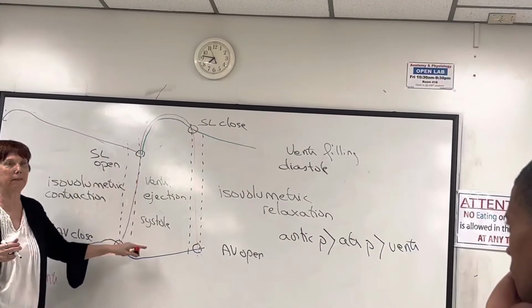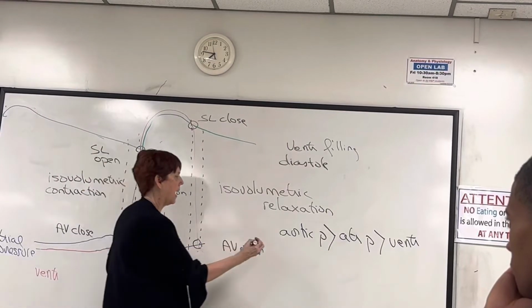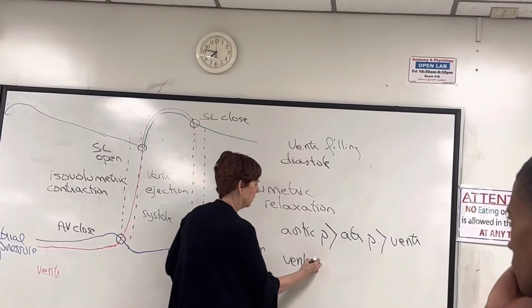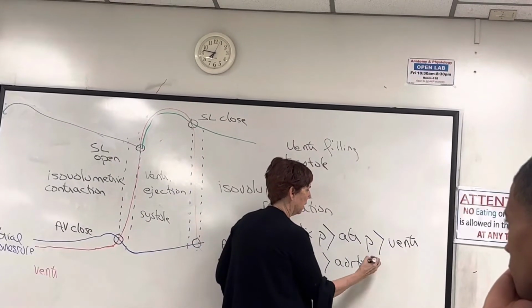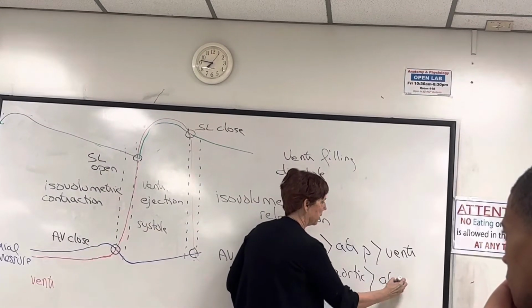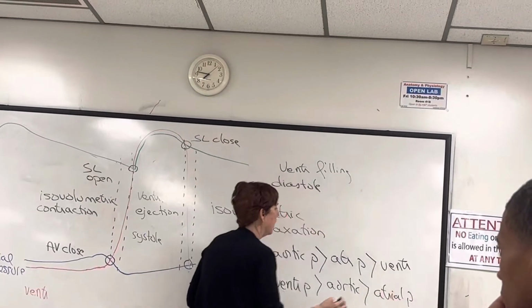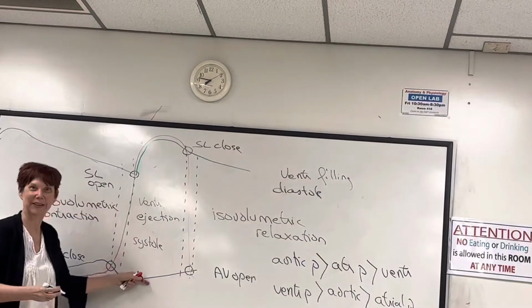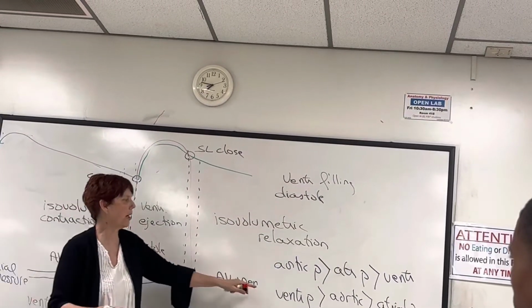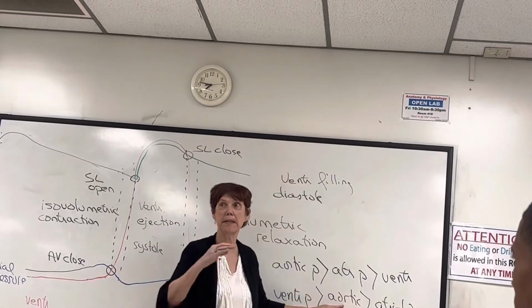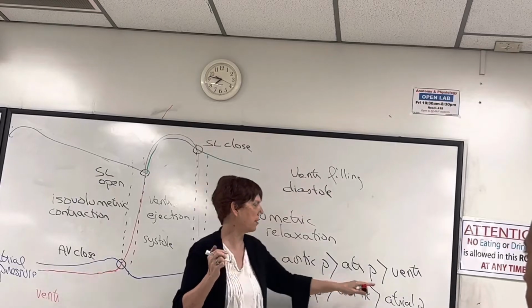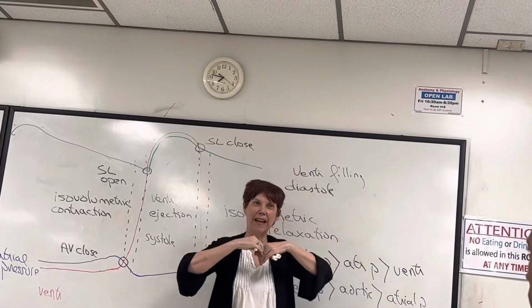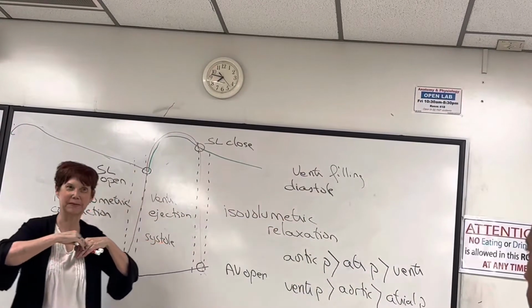If we're talking about ventricular ejection, then we have ventricular pressure greater than aortic pressure, greater than atrial pressure. And that gives you the sequence of what you see here. So if ventricular pressure is greater than aortic pressure, semilunar valves are open. And if ventricular pressure is greater than atrial pressure, AV valves are closed.